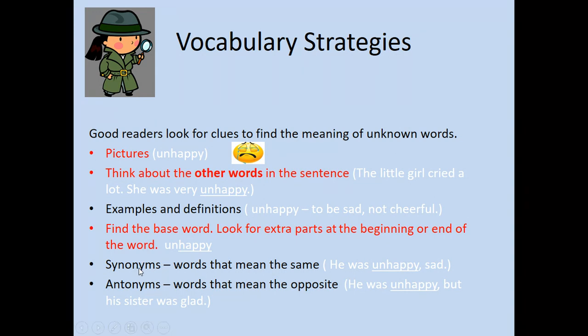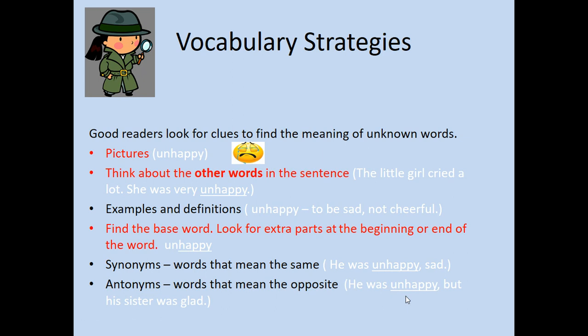Some readers look for synonyms, words that mean the same. He was unhappy, sad. Unhappy and sad mean the same thing. Or good readers can look for antonyms, words that mean the opposite. He was unhappy, but his sister was glad. So in this part of the sentence, the sister is happy, but it says he was unhappy. These are opposites, glad and unhappy.